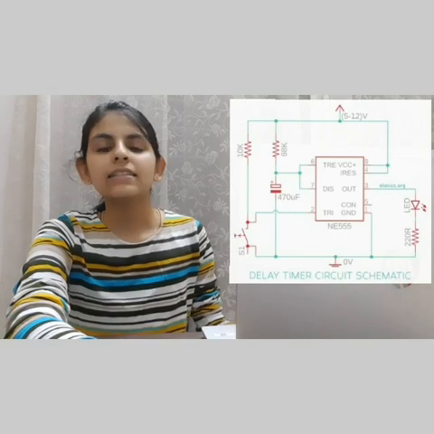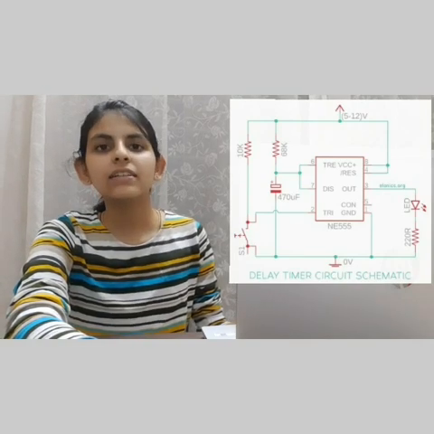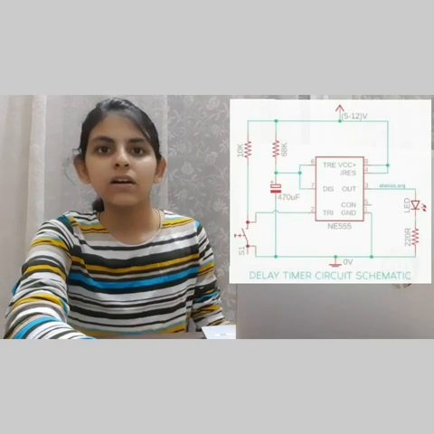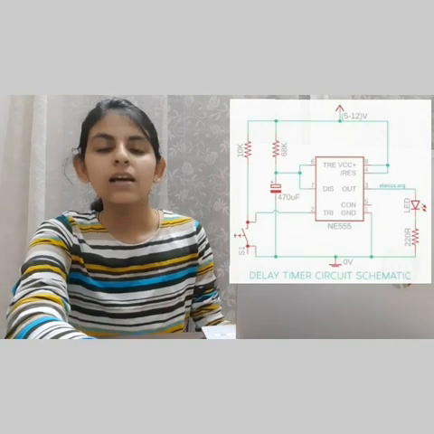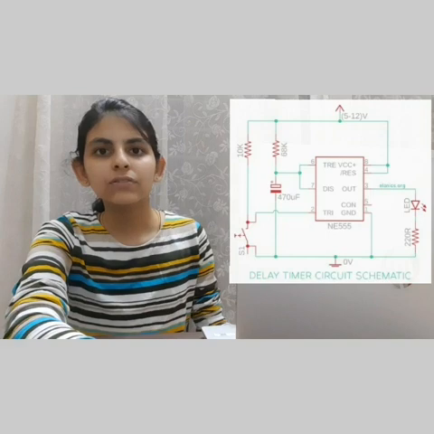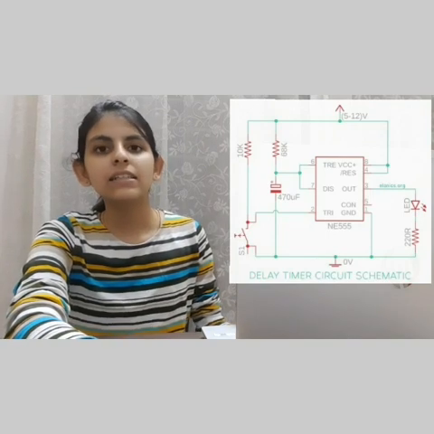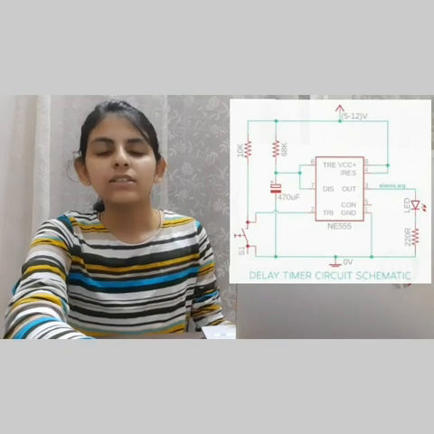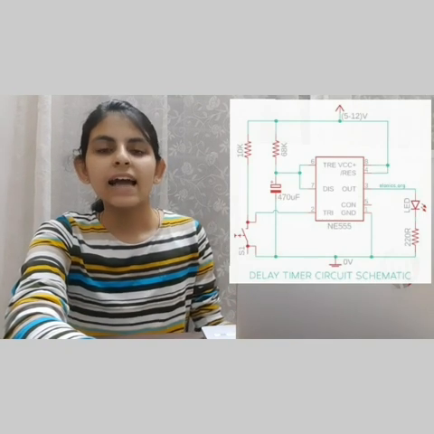The threshold pin and the seventh pin, which is the discharge pin, are connected using a jumper wire. The third pin of the 555 IC is the output pin, which is connected to the positive terminal of the LED, and the negative terminal of the LED is connected to the ground via a 22 ohm resistor.